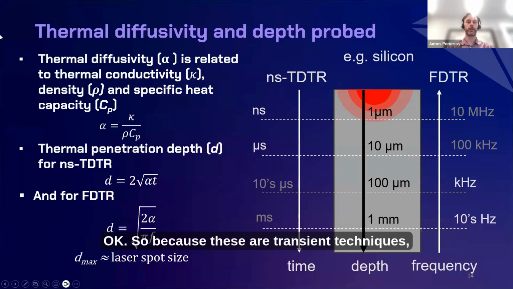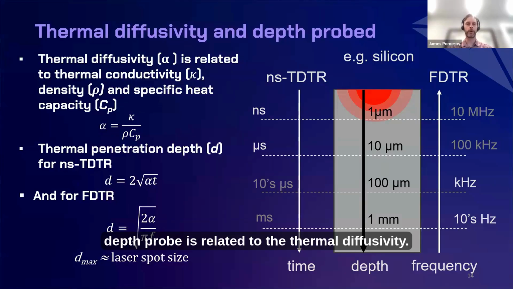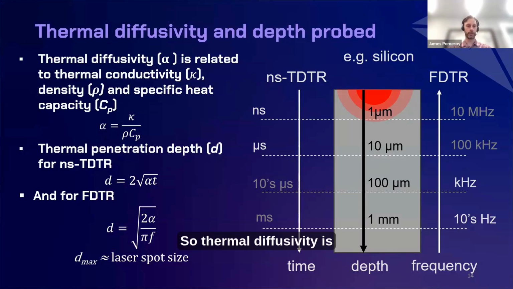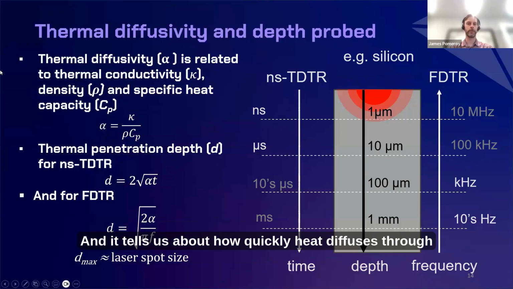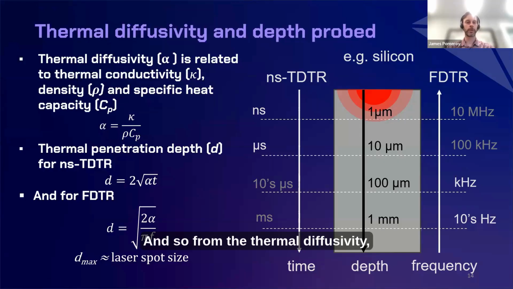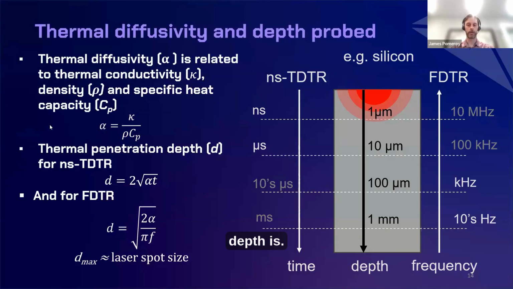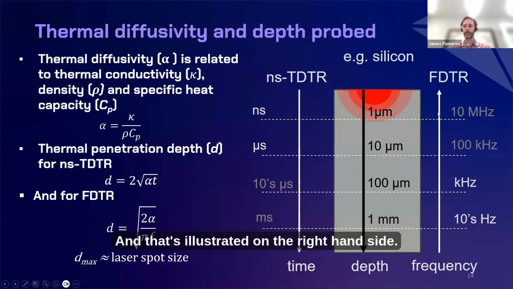Okay, because these are transient techniques, the depth probed is related to the thermal diffusivity. Thermal diffusivity, this alpha parameter, is proportional to thermal conductivity and inversely proportional to the heat capacity, and it tells us how quickly heat diffuses through a material. From the thermal diffusivity, we can calculate for both techniques, as a function of time or frequency, what the thermal penetration depth is. This is an approximation, but it is a good guideline. And that's illustrated on the right-hand side.